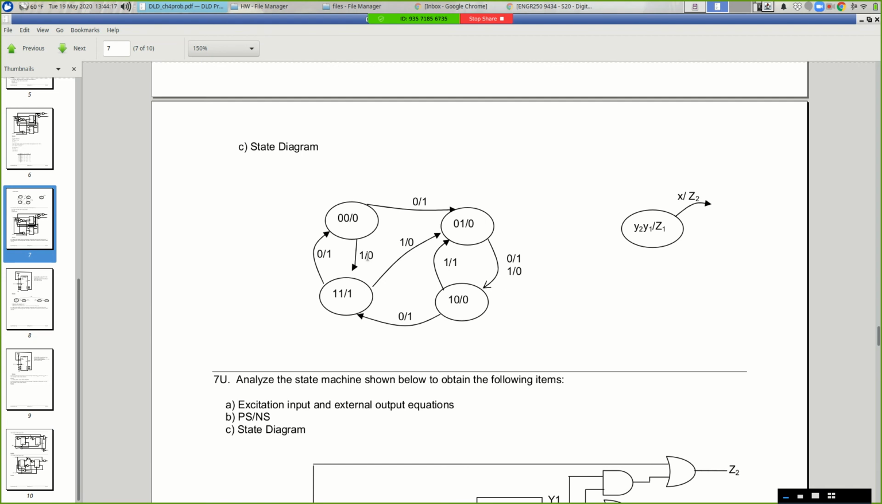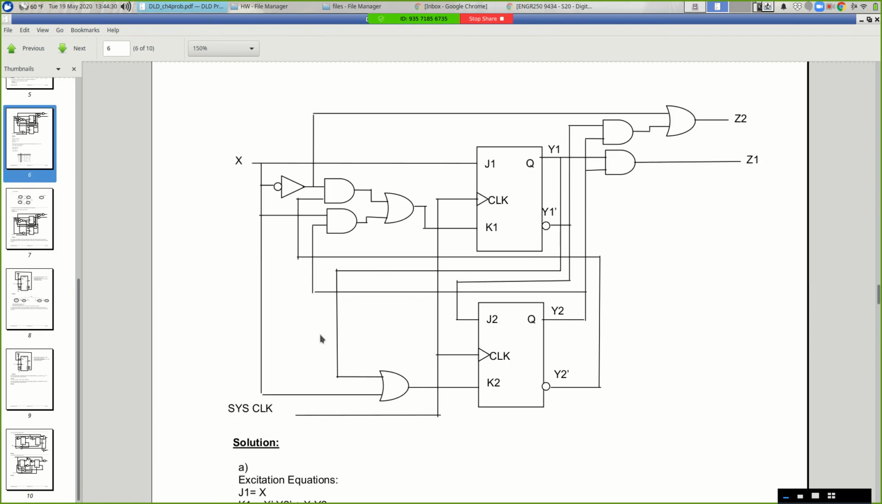Where we're going next, and we'll dig into this full force on Thursday, is synthesis. It's the exact same thing, but in the reverse direction. So we're going to begin with a diagram like this and try to develop a circuit like that.